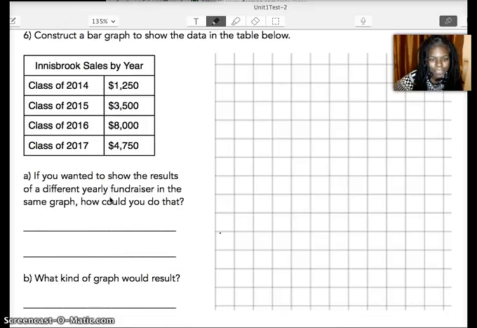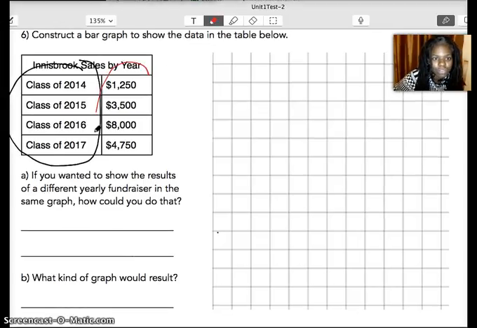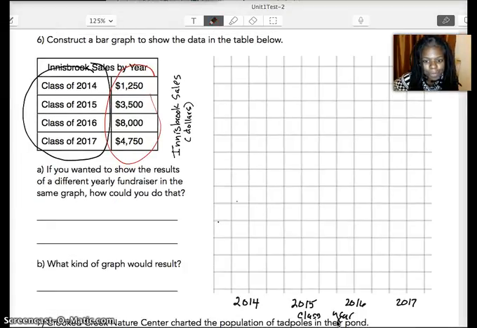This next opportunity gives us a chance to construct our own bar graph, which is pretty cool. We remember that bar graphs show frequency or amounts in bars. What we also need to remember is that the first column generally refers to our horizontal axis, and the second column usually refers to our vertical, or up and down, axis. So I'm going to label them accordingly. I'm going to put my class year down here and my Innisbrook sales along the side.